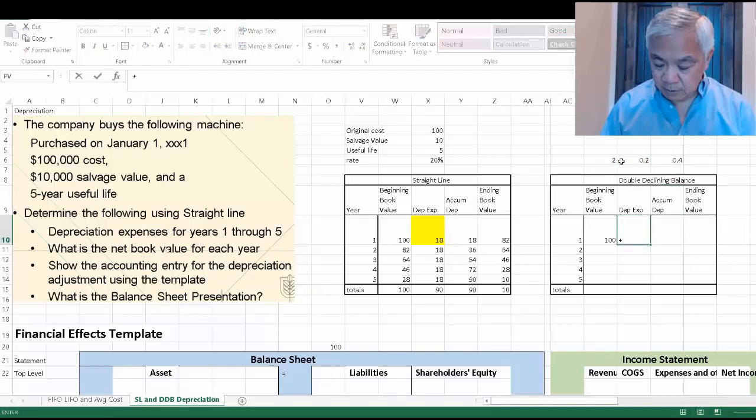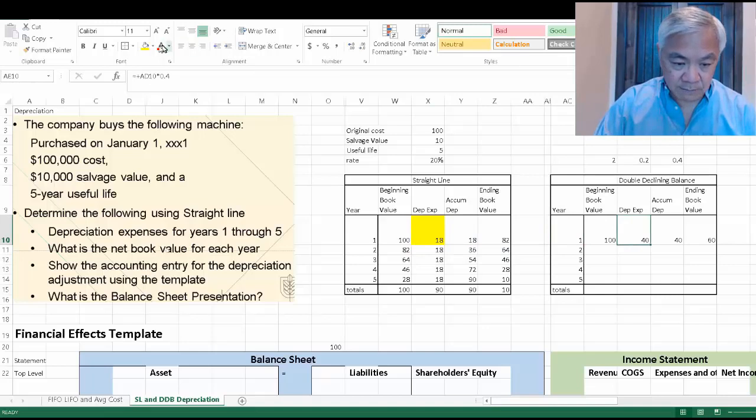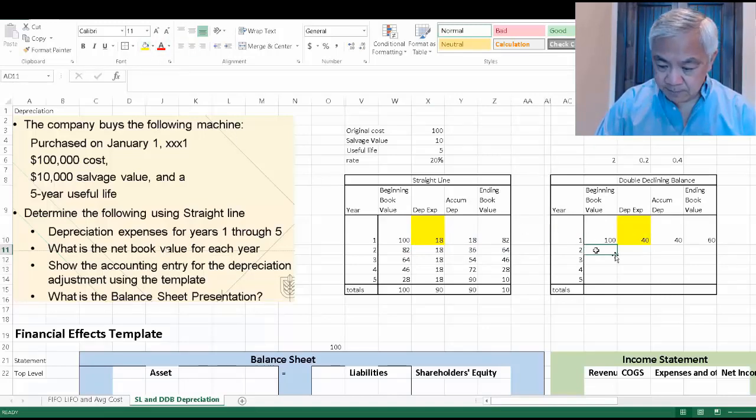This will be 40% times 100. Accumulated is the same, and so ending book value is beginning minus this year's depreciation. So the idea is the same, but notice this is 18 here, and here the number is now 40. So there's a pretty big difference.